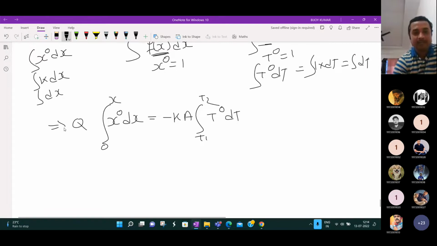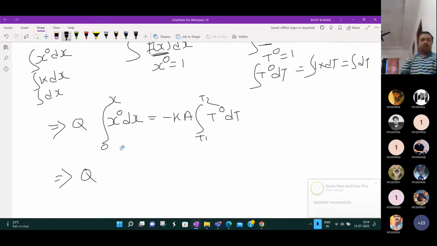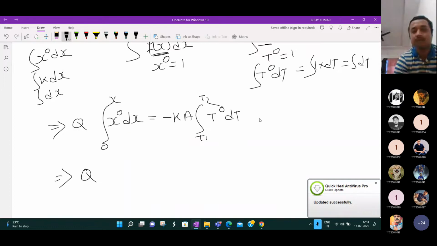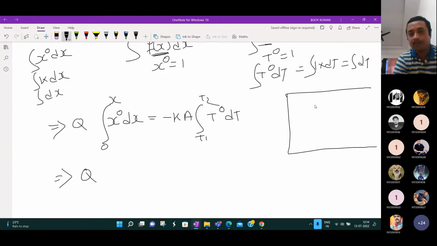So what will be the next step? Can anyone say? Q into 1 dx. Okay, very good. So not 1 dx. For x to the power n, we have the general formula for integration. So kindly revise the integration, at least the basic formulas. So what will be the integration of x to the power n dx?